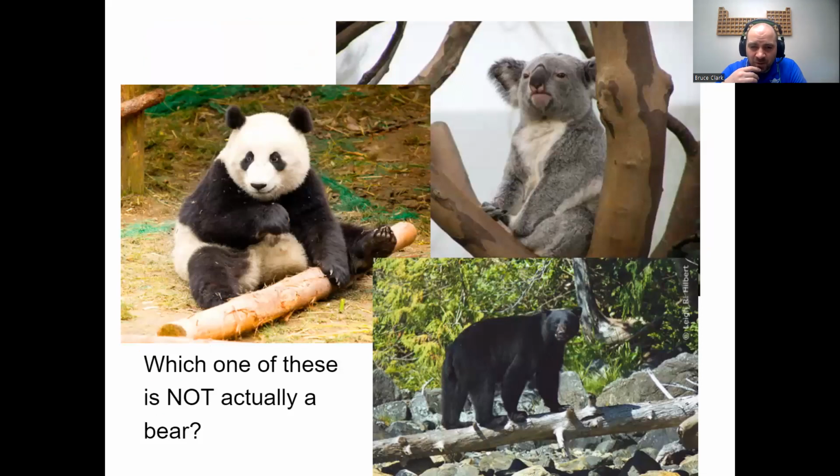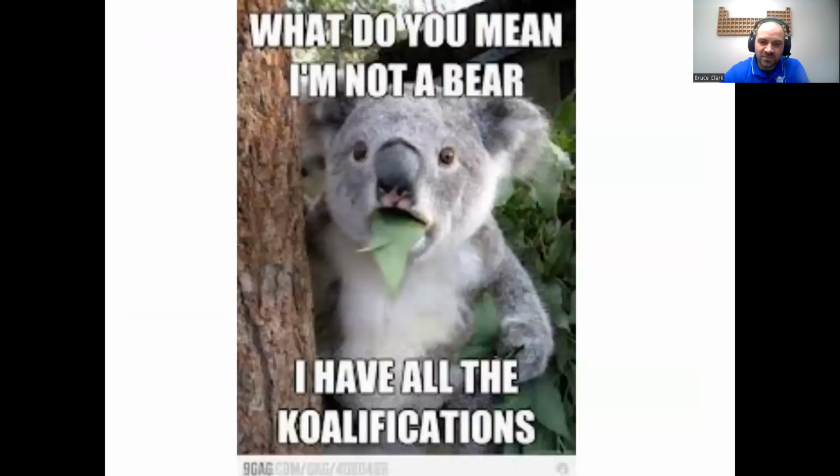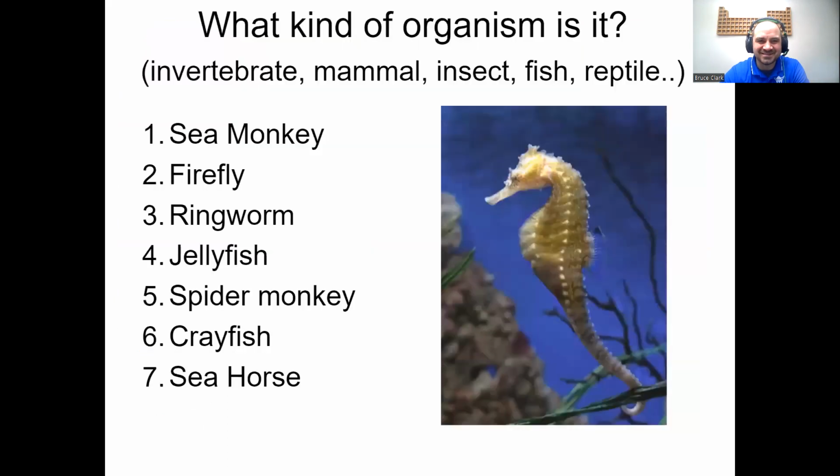We've seen this one before probably, but these three are a panda bear, a koala bear, and a black bear. One of these is not actually a bear, and it's the koala. That's because a koala is a marsupial, even though it has all of the right qualifications. There's a good one.